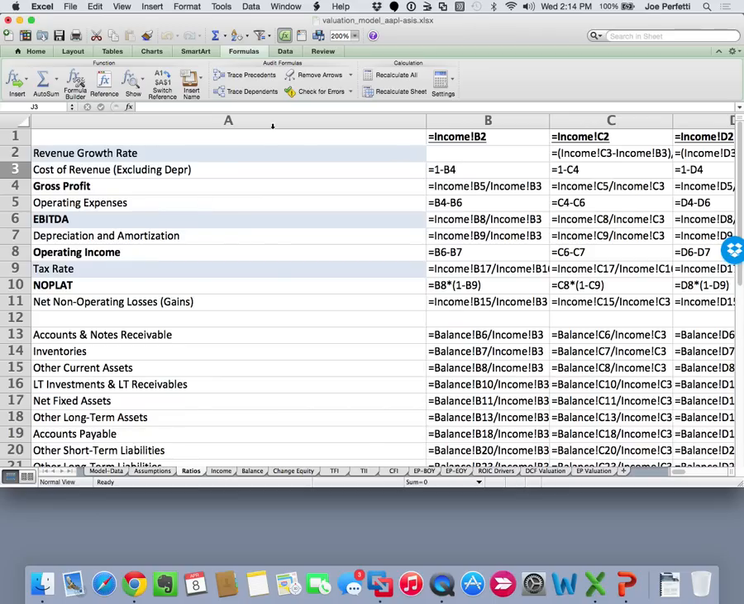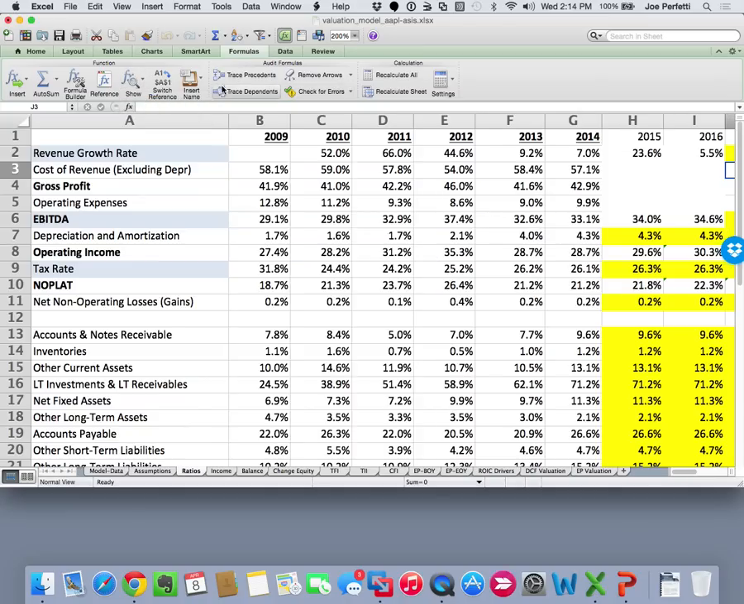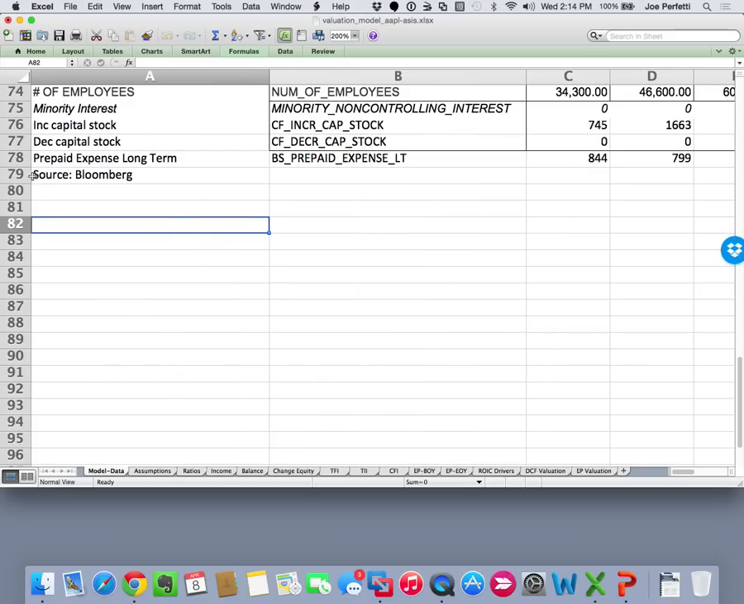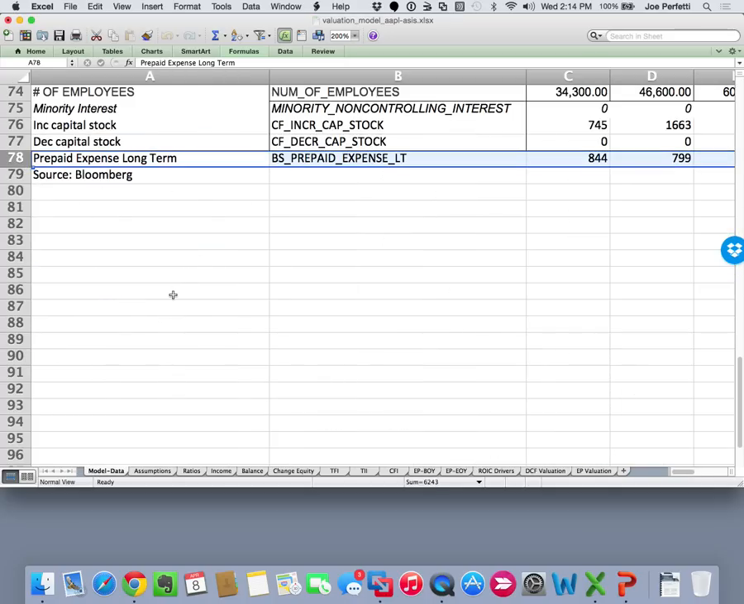Yeah. So basically, let's go back here and get rid of the formulas here. So if you go to the Model Data tab, row 78, I had to add, and this is what I posted in the export file from Bloomberg. So for your group projects and for your next homework assignments, you're going to need to make sure that you add this row, and it's called prepaid expense long term.